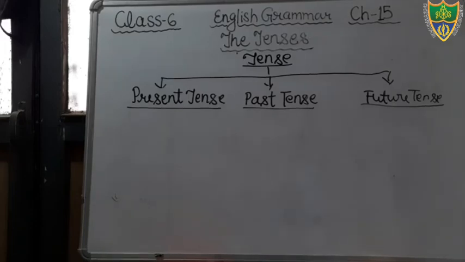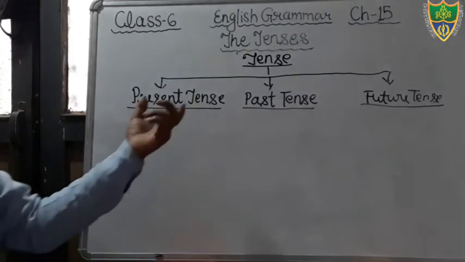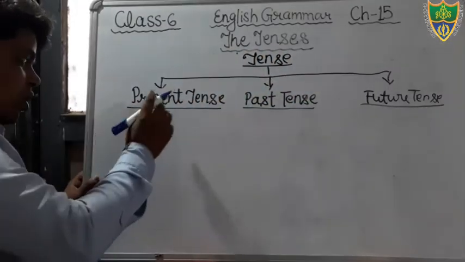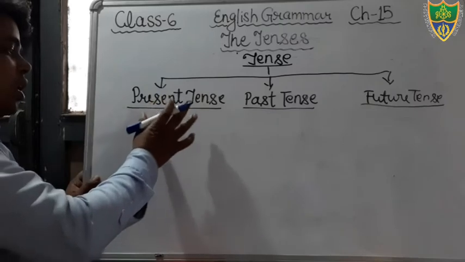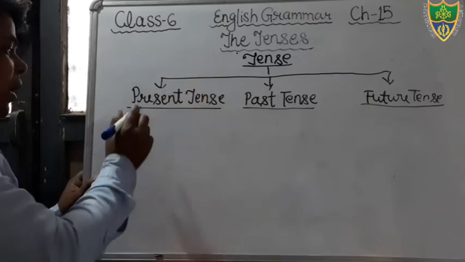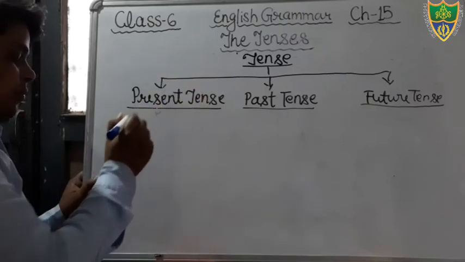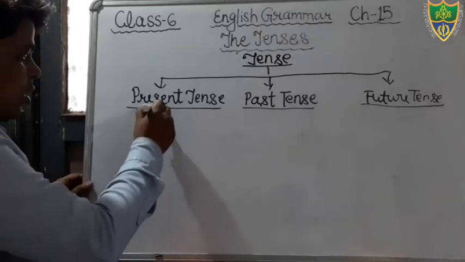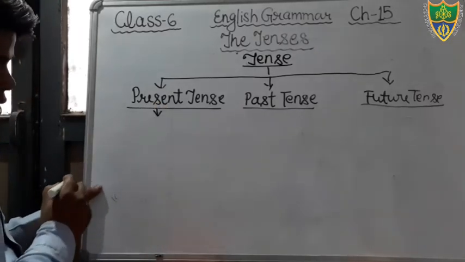The tense has been divided into three kinds, that is present tense, past tense, and future tense. Dear students, and these three tenses are also categorized into four sub kinds. You will write it. That is, present tense is also divided. It is also given in your chart.